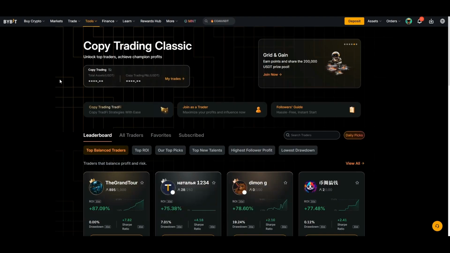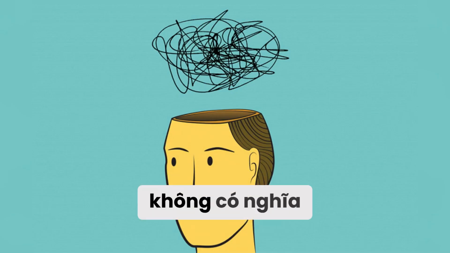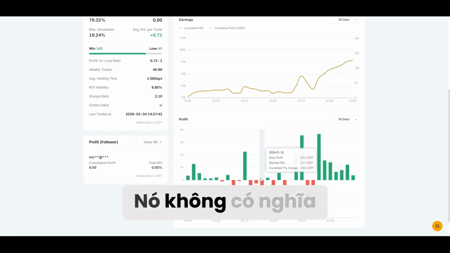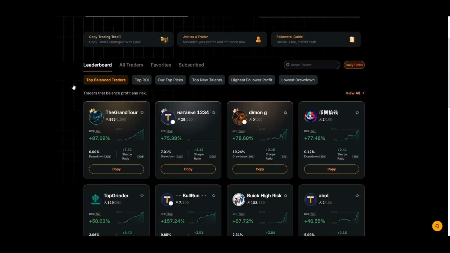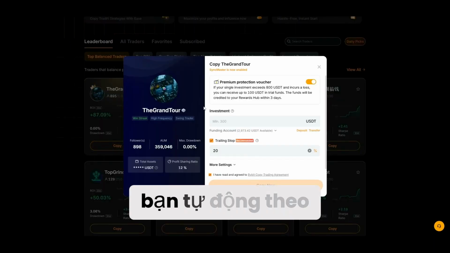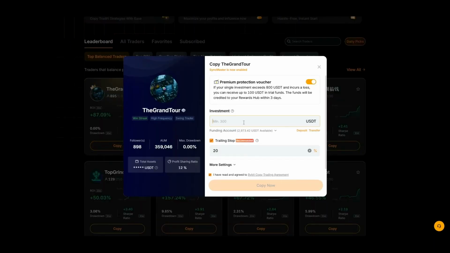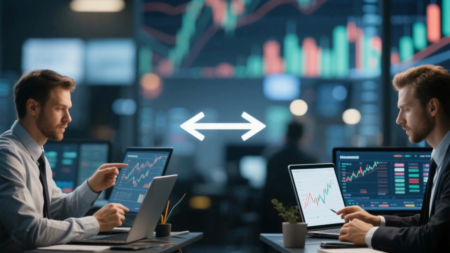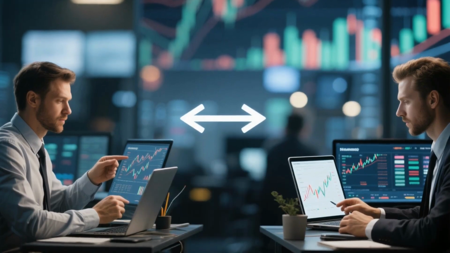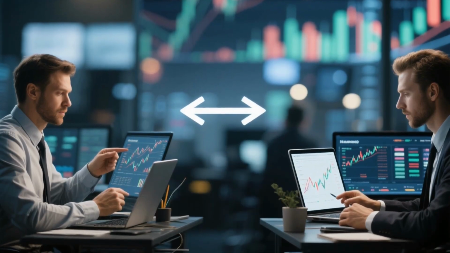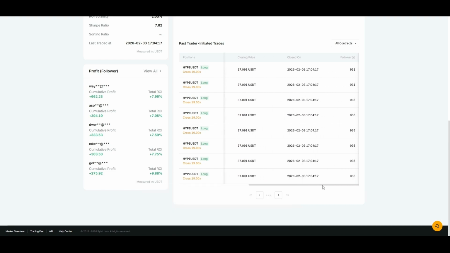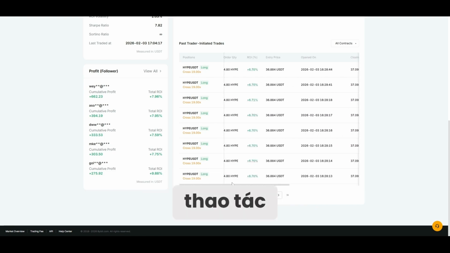What copy trading really means. Copy trading does not mean you stop thinking. It does not mean risk disappears. Copy trading simply means your account automatically follows the trades of another trader. When they open a position, your account opens a similar position based on the amount you allocated. When they close, your position closes. You are copying execution, not skill.